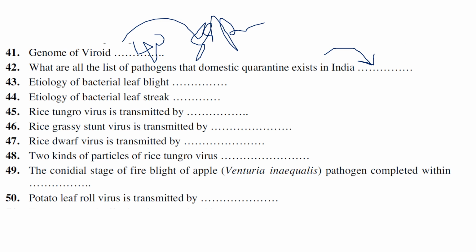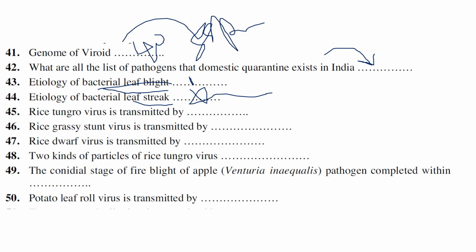The next one is the etiology of rice bacterial leaf blight. They're asking for the bacterial leaf blight pathogen. Etiology means pathogen. Rice bacterial leaf blight is caused by Xanthomonas oryzae pathovar oryzae. Leaf streak is caused by Xanthomonas oryzae pathovar oryzicola.